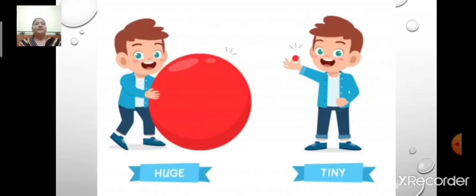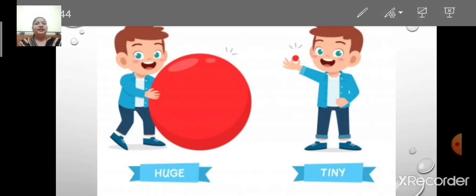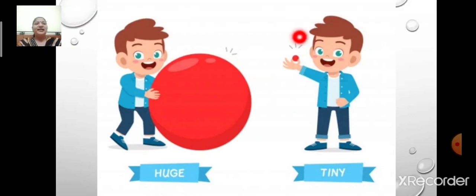Next, huge, tiny. This ball is huge and this ball is tiny. Huge, H-U-G-E, huge. T-I-N-Y, tiny. So, huge and tiny are the words opposite to each other.